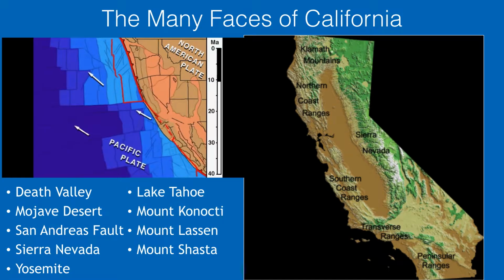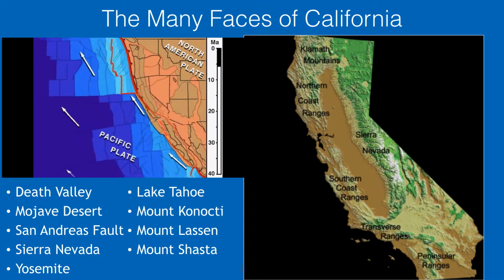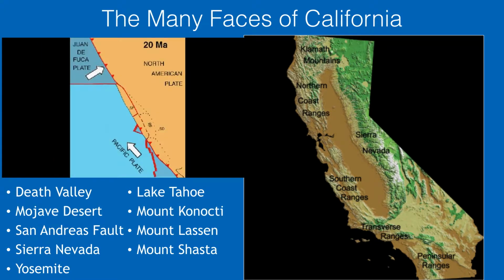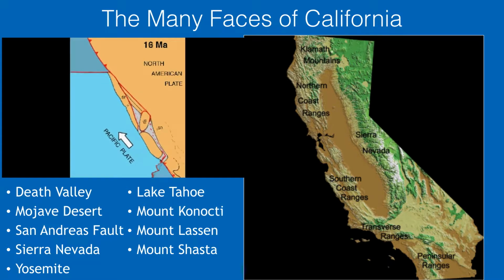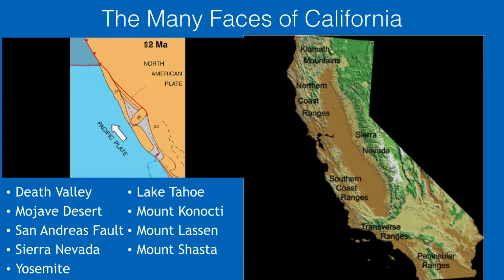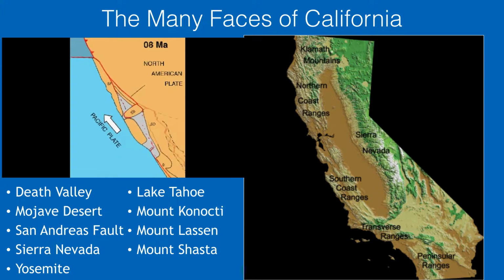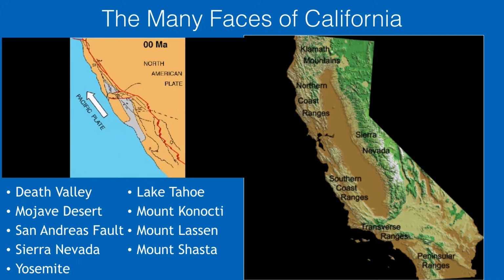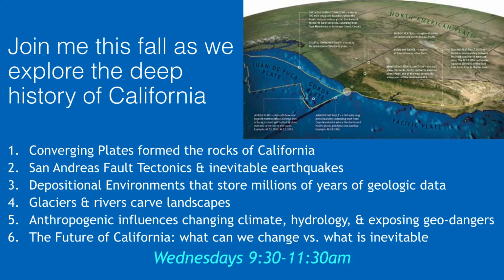By the end of this course, we will have gained an understanding of the unique geologic processes that formed Death Valley and the Mojave Desert. We will investigate the geologic transition that created the San Andreas Fault, a relatively young tectonic boundary. We will explore the volcanic evolution of the Sierra Nevada mountain range that forms the backbone of California and includes Yosemite and Lake Tahoe. And we will delve into the active volcanoes that surround us, like Mount Shasta, Mount Lassen, and Mount Konocti. So join me this fall as we explore the deep history of California.